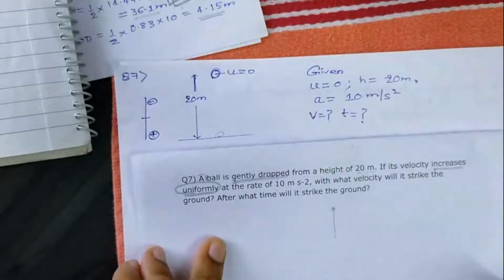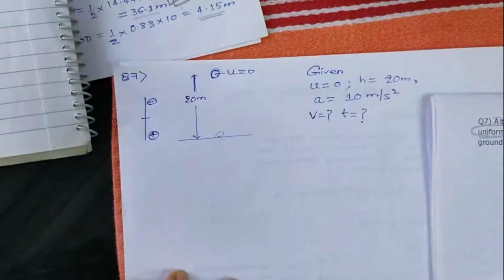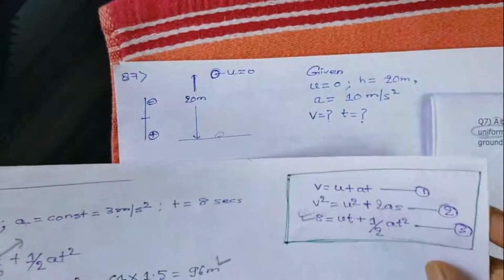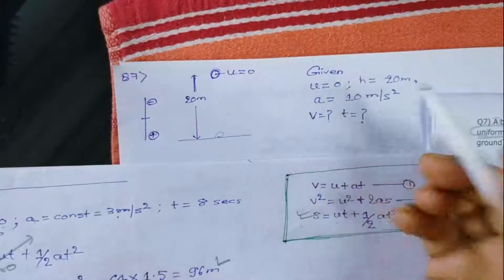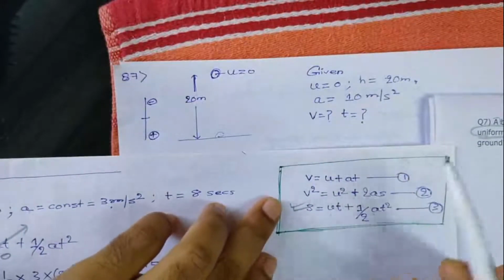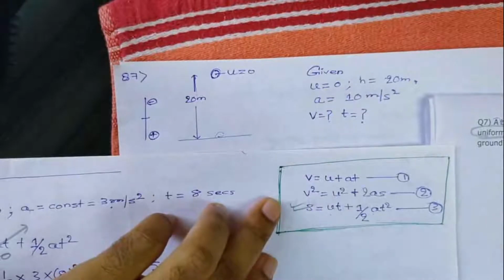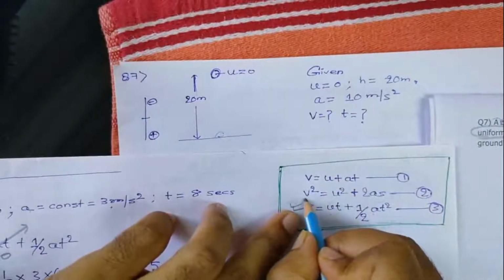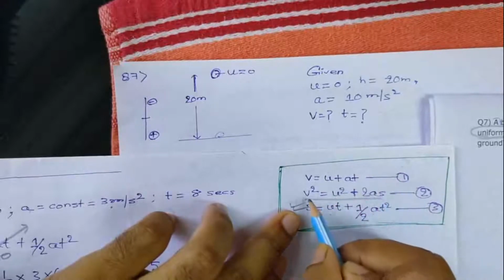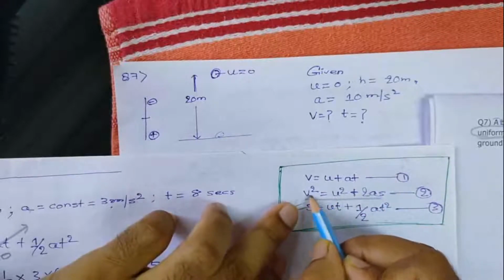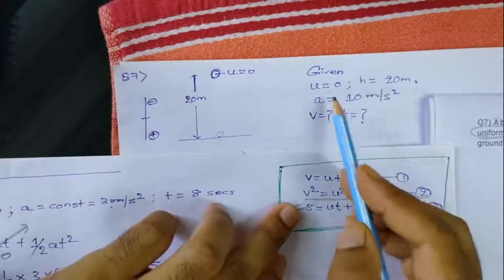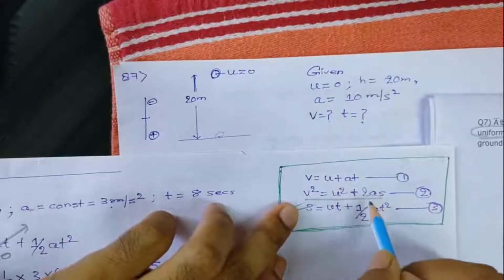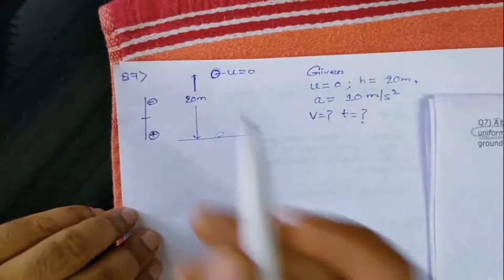Again this problem is very simple, we can solve this. So let us try to solve it. We know there are three equations of motion. We have u, we have h, we have a. So let us use that. We can go for this particular set, v square equal to u square plus 2as, because we have to calculate v, we have u, we have a, we have s, which means h in this case. So we can apply this. Let us apply and find out.